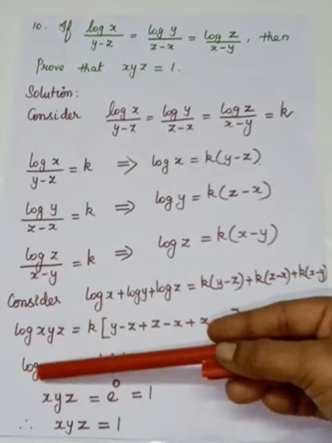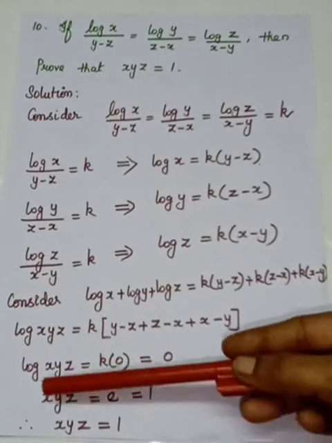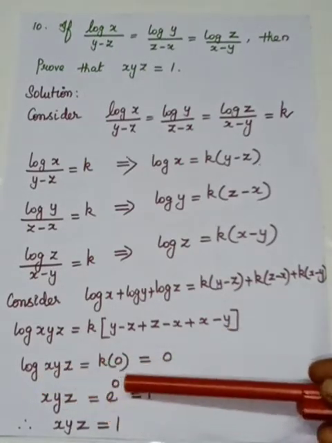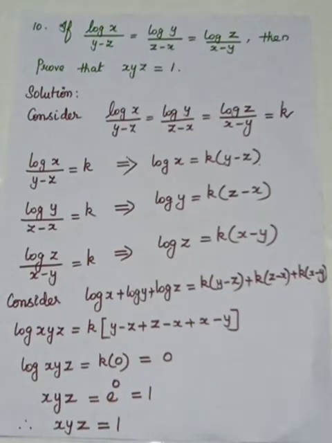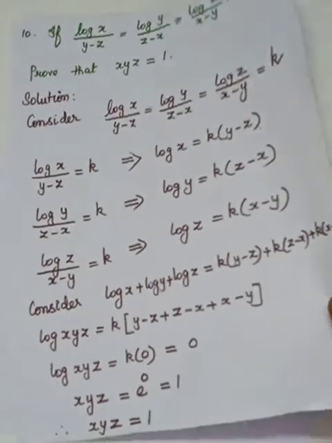So the logarithmic term, when you take it to the right hand side, it is e power 0. Here no base is given, so we have to take it as e. So e power 0. Anything to the power 0 is 1. So therefore your answer is xyz is equal to 1. So problem number 10 is over.